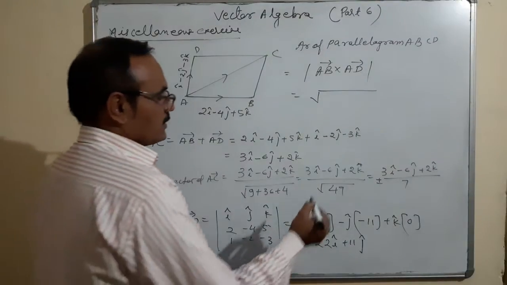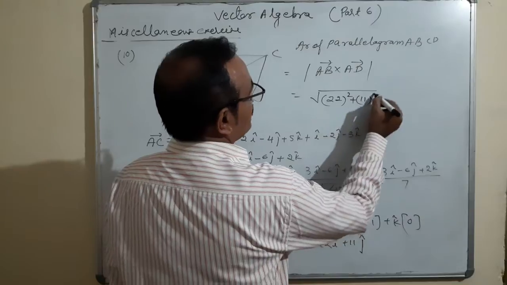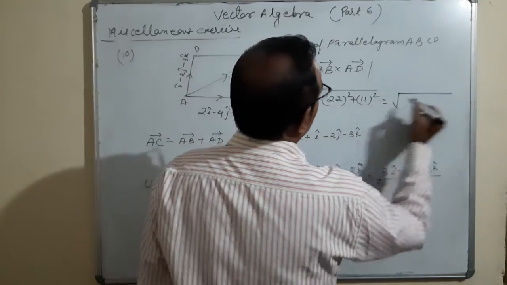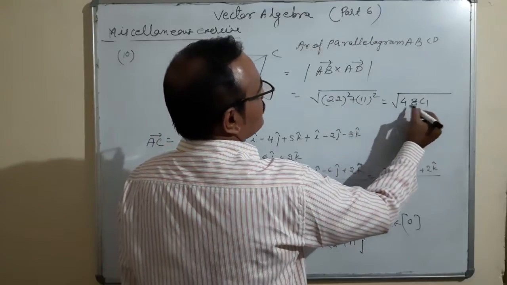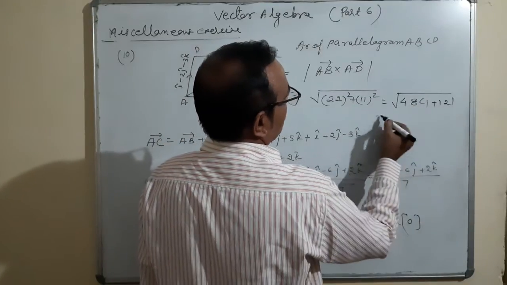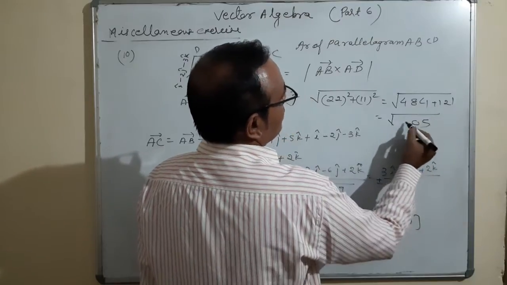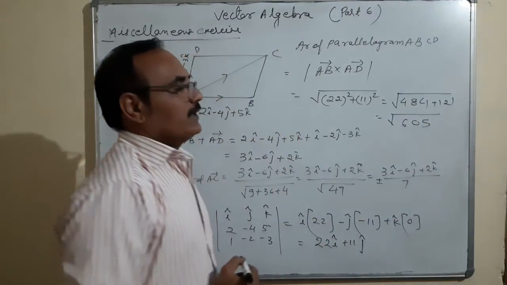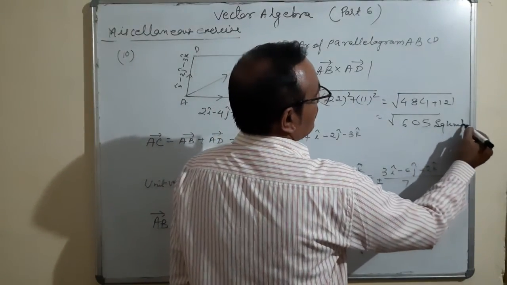So the magnitude is root of 22 square plus 11 square. 22 square, 2 twos are 4, 4, 8, it is 484 plus 121, so that is 605. Square units.